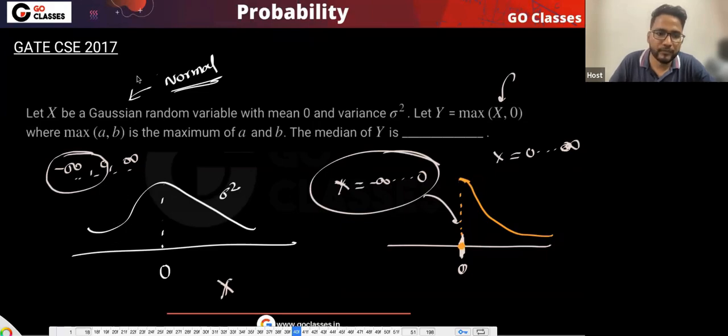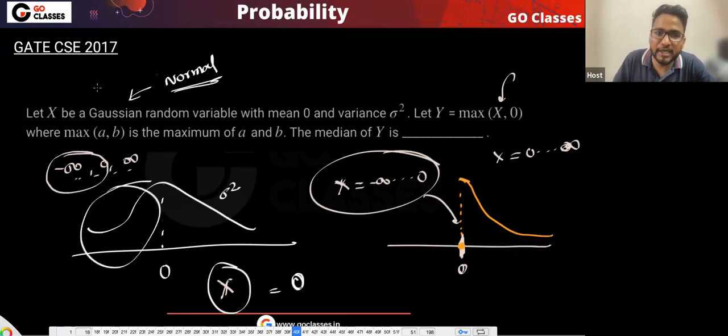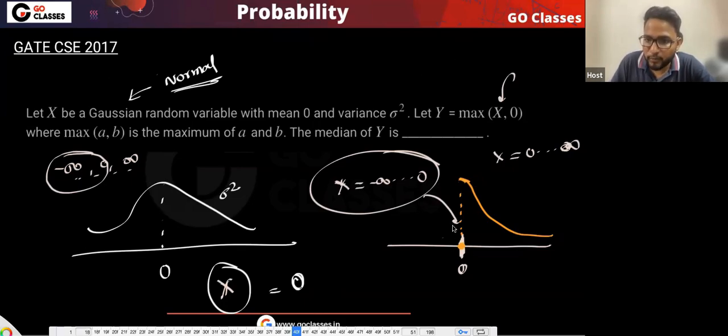Okay. Now, what they're asking is the median of Y. I think it is easy. Can you tell me the median of X at least? It is 0, right? Now, what I did is I just compacted half of these values into just one value, 0. Which means I compacted all of these values into just one value 0.